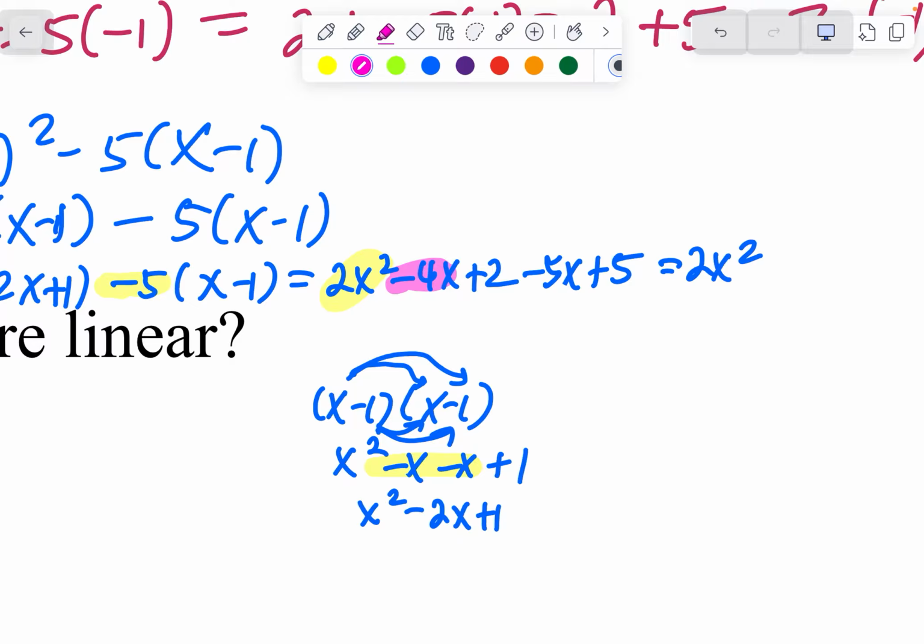Yeah, that negative 4x and that negative 5x are like terms. Just combine those coefficients. Negative 4 plus negative 5 is negative 9. Just keep that x along for the ride.